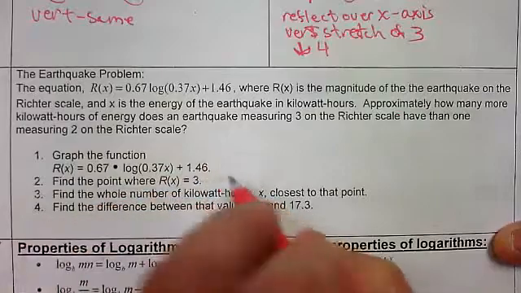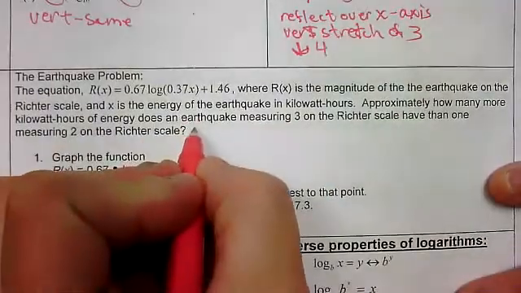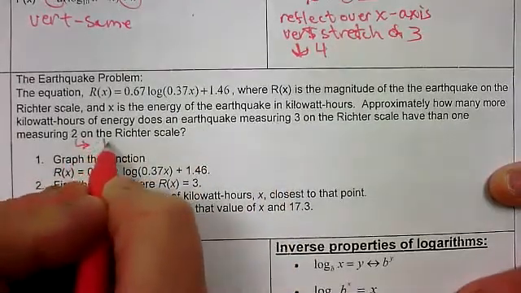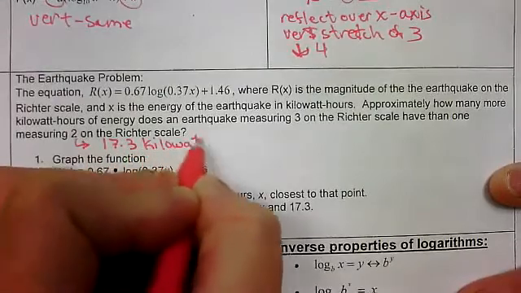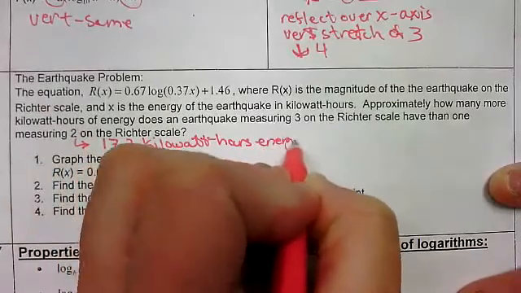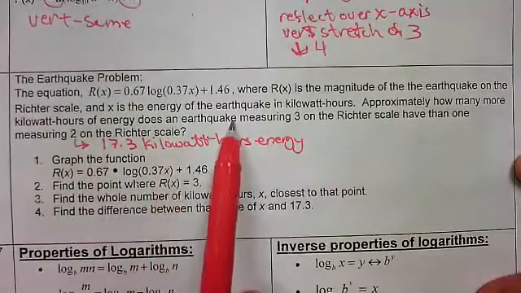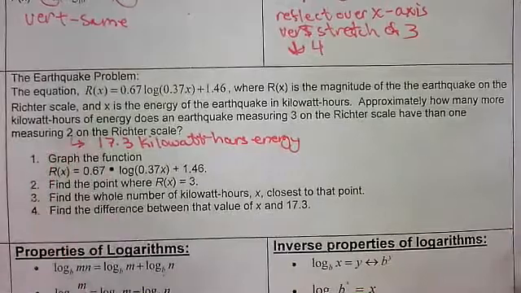So one thing that I forgot to add to this note guide is that an earthquake measuring 2 on the Richter scale has 17.3 kilowatt hours of energy. So we want to know approximately how many more kilowatt hours of energy does an earthquake measuring 3 on the Richter scale have than one measuring 2.